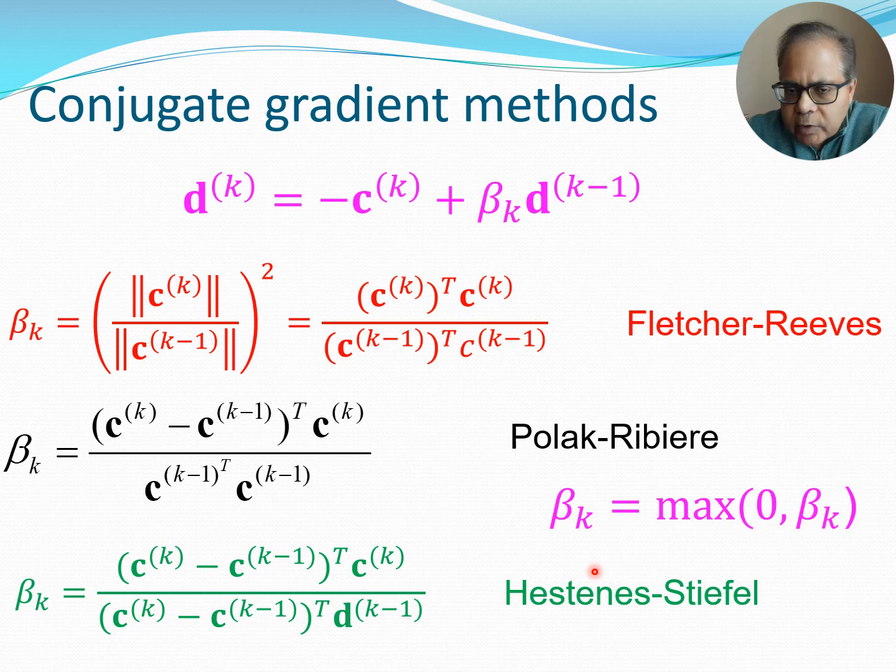So what people do is that they set beta k as the max of 0 or beta k here. So what's going to happen is that you are going to basically take the value 0 if you have a negative number here. Now this essentially means that you are setting it back to the steepest descent search direction. So that's something to keep in mind.